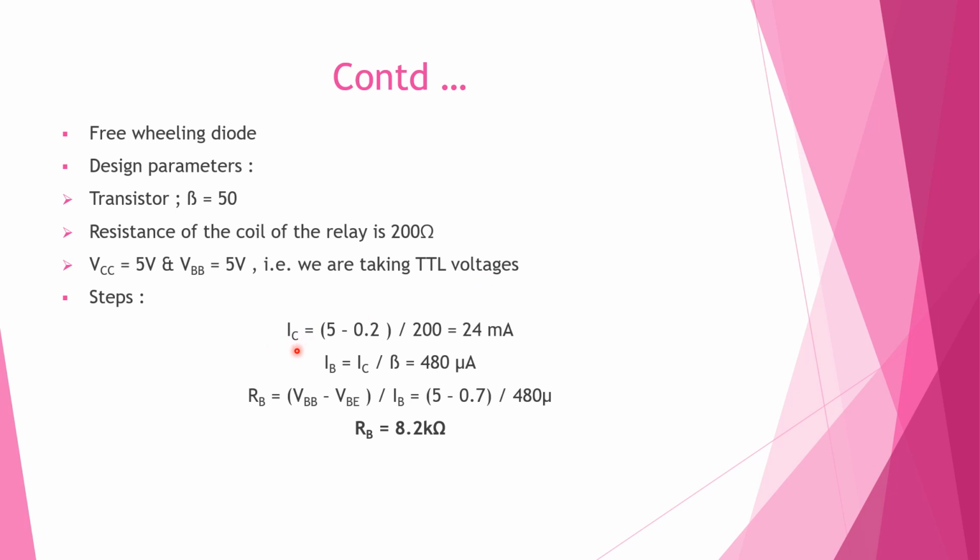First step, we have to find the collector current, that is (5 minus 0.2) by 200, that is 24 milliampere. And IB at the base with the DC equivalent circuit, we will find IB is equal to IC by beta, that is equal to 480 microampere. Now to find RB, we write the KVL equation at the base emitter loop. IB is equal to 480 microampere, so (5 minus 0.7) by 480 microampere gives RB equal to 8.2 kilo ohm. So we have designed the circuit for the relay driver.